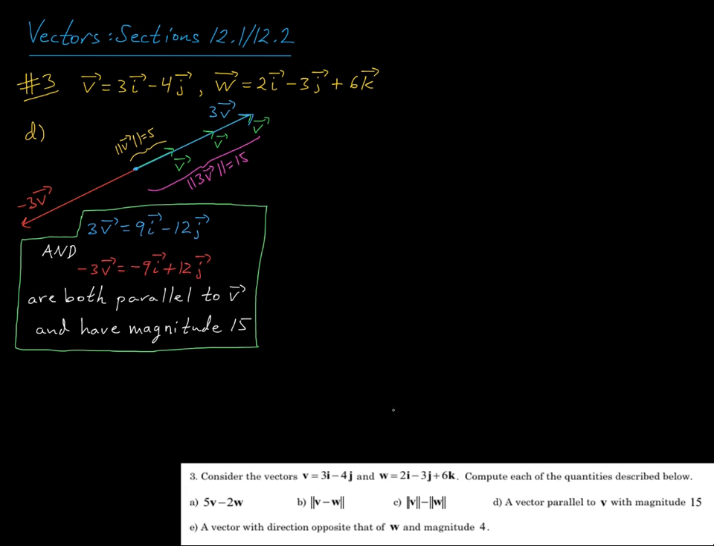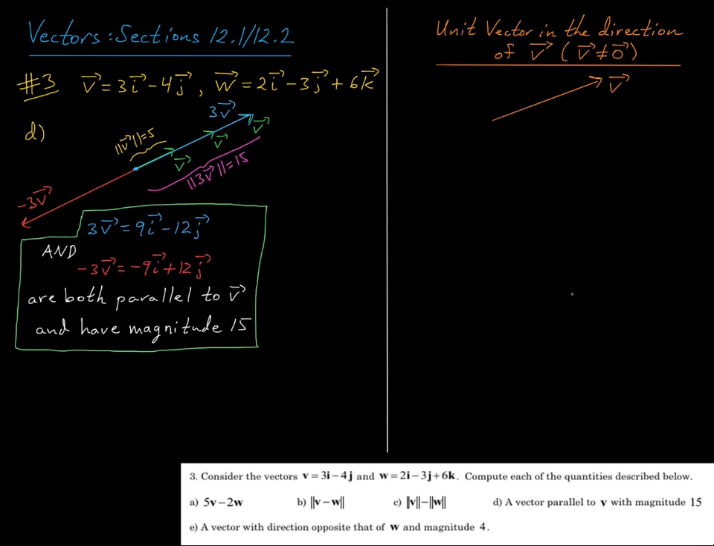Now before we jump into part E, I want to introduce an important idea that we're going to see quite a bit moving forward. This is what's known as a unit vector. So you know the unit circle, that's a circle of radius 1. So a unit vector is a vector of magnitude 1. And in particular, if I want to find the unit vector in the direction of a non-zero vector v, so here's a vector v, I'll call that vector u. So it has magnitude 1, and it points in the direction of this vector v.